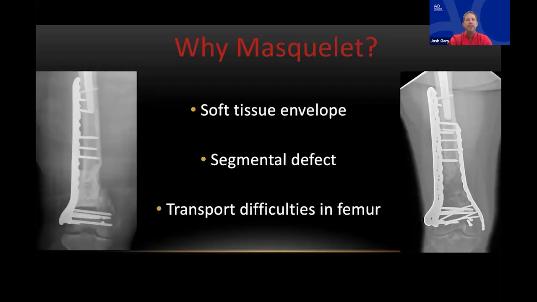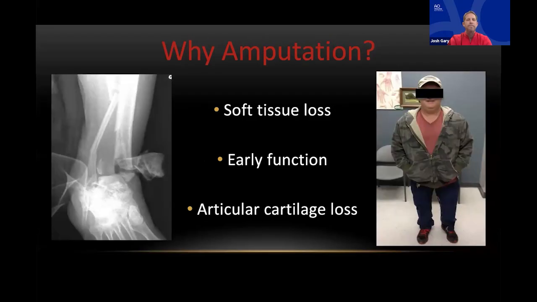Why induced membrane or Masquelet? You have a good soft tissue envelope. There's a segmental defect. The femur is notable for difficulties with transport with ring external fixation. That is going to change as we get better lengthening nails or do plate-assisted bone transport. But historically, ring external fixation did not do well in the femur, as you couldn't get rings really well around the medial aspect of the thigh.